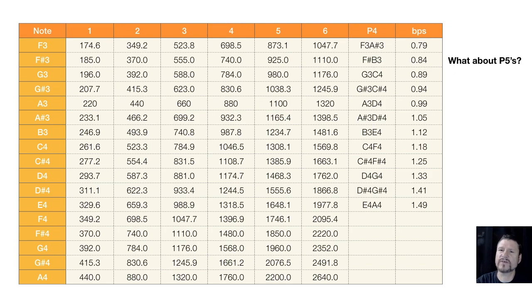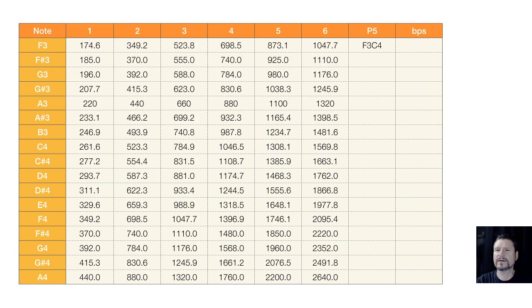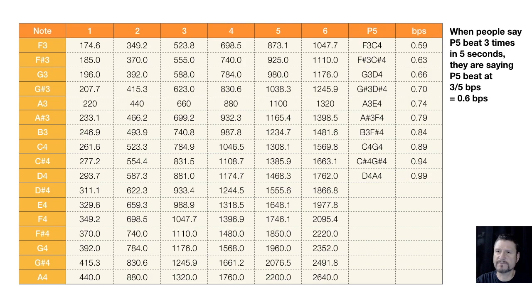Now, what about the perfect fifths? Let's do the same thing. When we take a look at this perfect fifth, F C, we find that the coincidental partial happens here at the second and third partial, and the difference is 0.59. And if we calculate all the other ones, you find this interesting thing. When people say three times in 5 seconds, they're saying it beats about 0.6 beats per second.